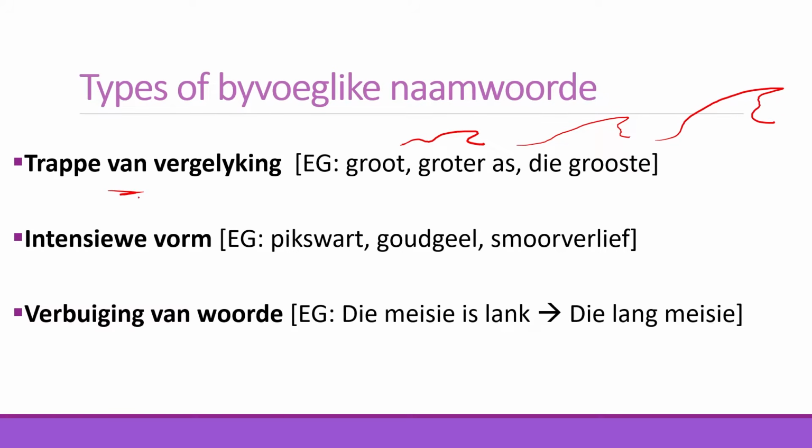Intensiewe vorm: you have swart, for example, but then you also have pik swart. When you want to describe something that's very, very dark, you say it's pik swart, right? Verbuiging van woorde. So, for example, we say, die meisie is lank, alright? But if you want to describe this girl using the verbuiging van 'n woord, we will say die lang meisie. We won't say die lank meisie. We don't say that in Afrikaans.